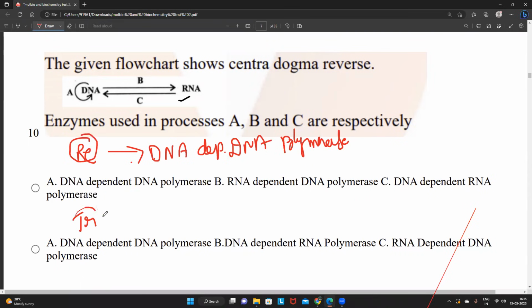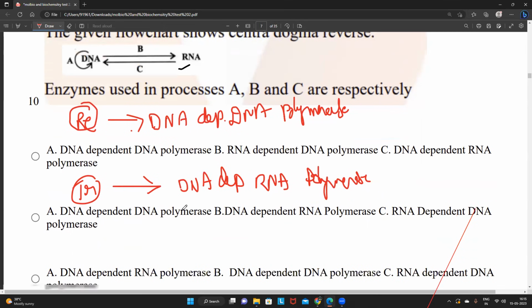When we are doing the transcription, what are we synthesizing? RNA. So who will synthesize it? RNA polymerase will synthesize it. But the signal is coming from what? Only DNA. So it is DNA dependent RNA polymerase.